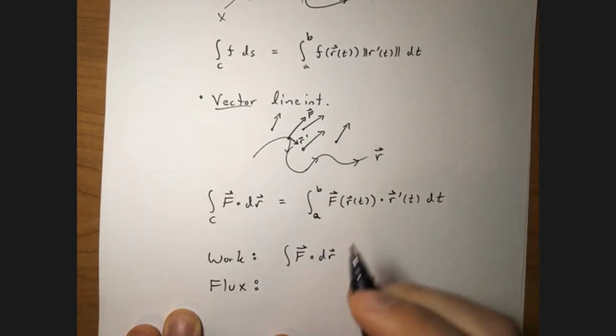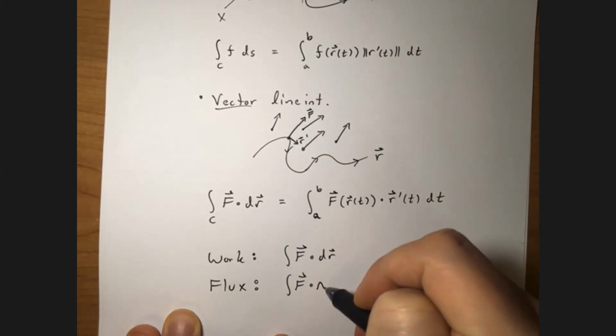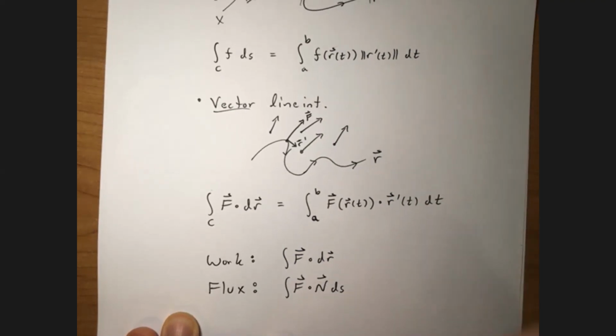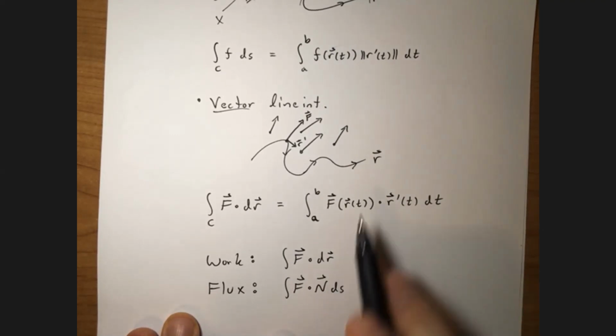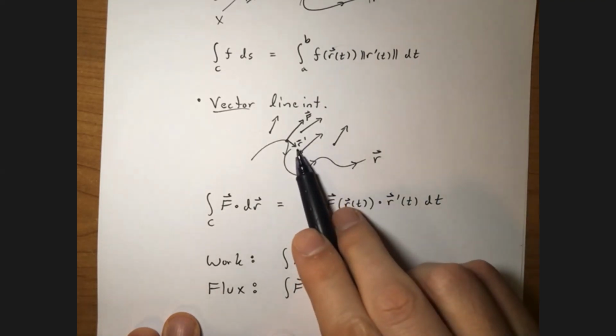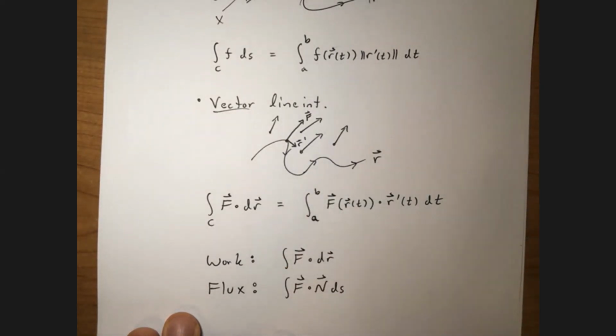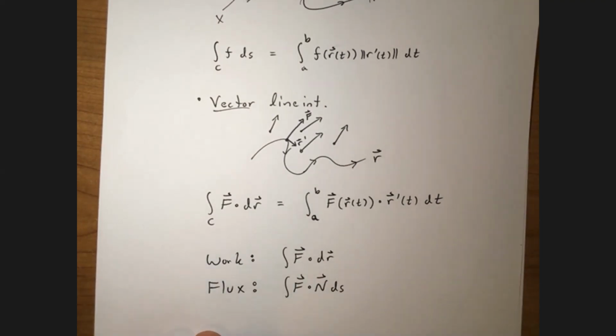which is given by f dot n ds, where n is the unit normal vector to the curve instead of the unit tangent vector. So it's doing the same thing, except instead of using this vector, we're dotting f with the unit normal. And so we talked about those things. And that was section 6.2.